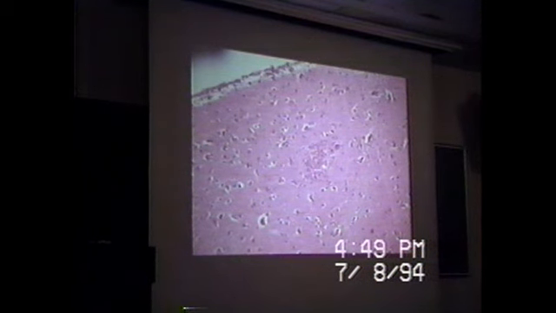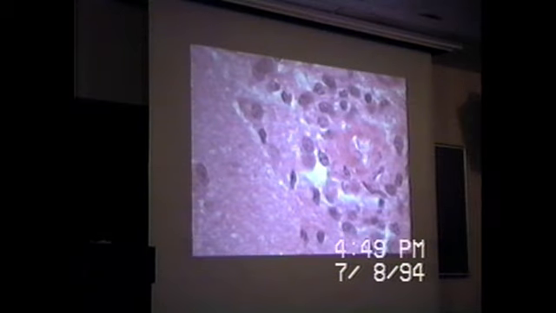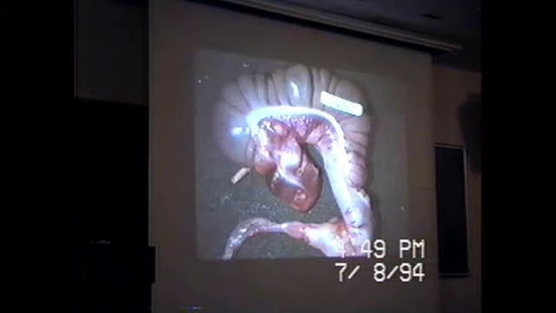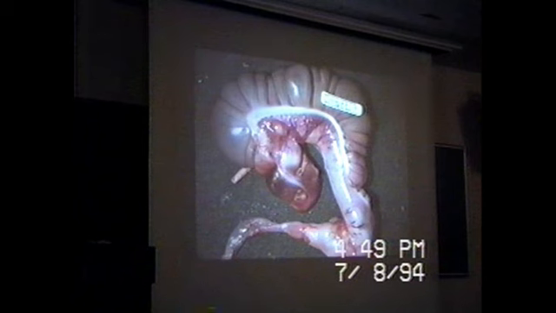This is a brain from an animal with toxoplasmosis showing a small area of necrosis and inflammation. And you can generally pick up the tachyzoites in the lesion, so it's not too difficult of a diagnosis.